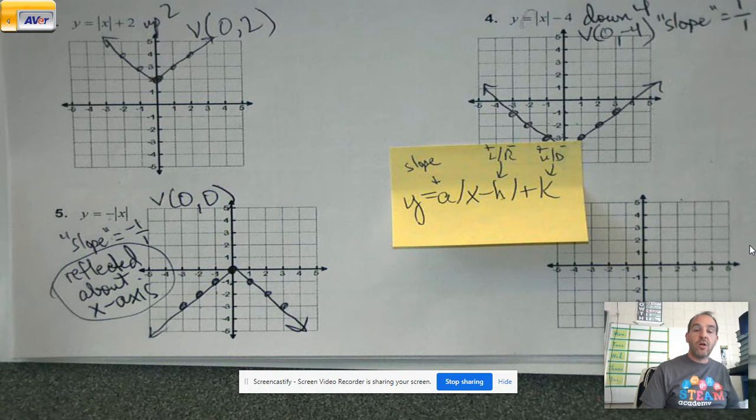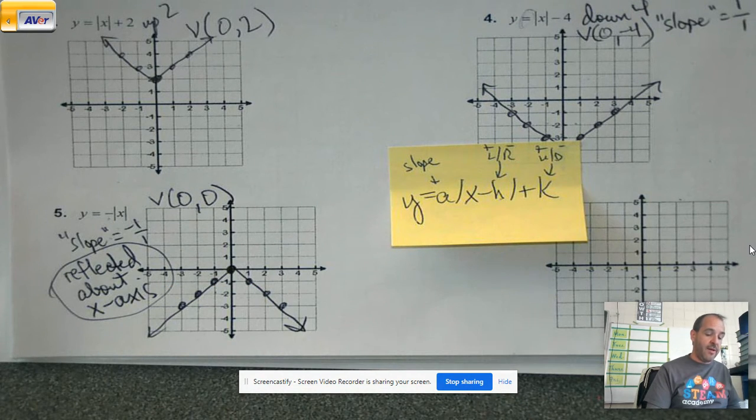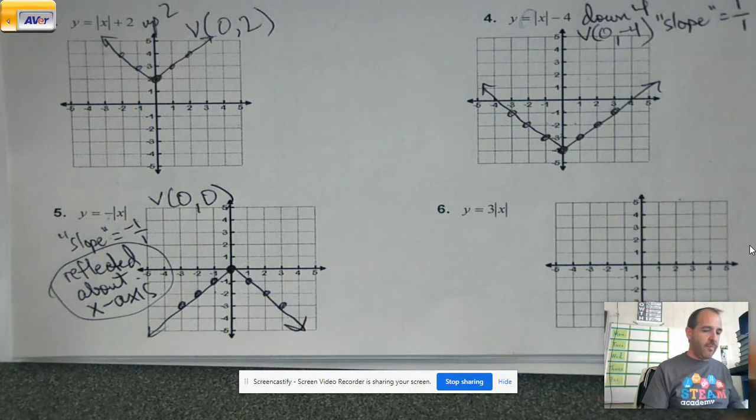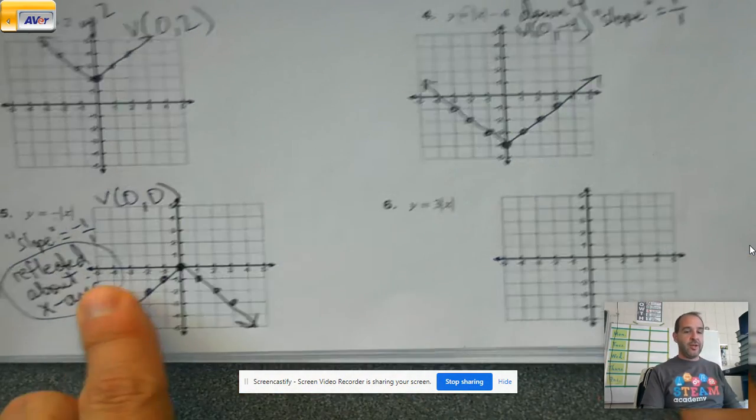So whenever you're seeing words in the summatives or places, it's going to say reflected about the axis when there's a negative here, okay? Again, you got it here for help. Make sure you're using the help. So that would be my transformation on number 5.